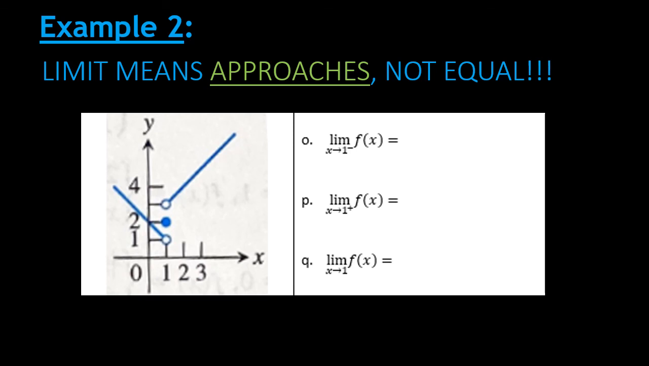All right, so let's just work through this one together. We're approaching 1 from the left. As I come into this graph from the left, I'm approaching this y value of 1. As I come in from the right, I'm approaching this y value of 3. And because the limit from the left and the limit from the right, as we approach 1, are different, this limit does not exist.